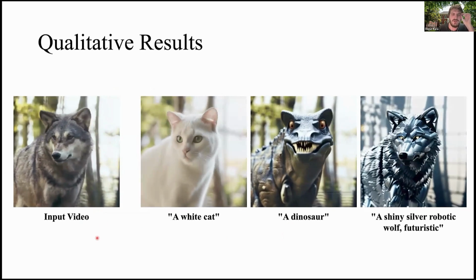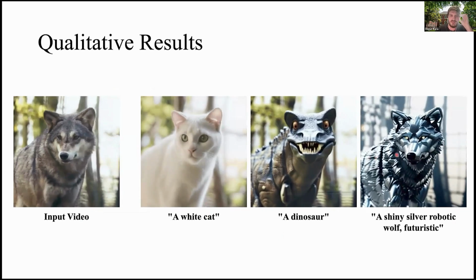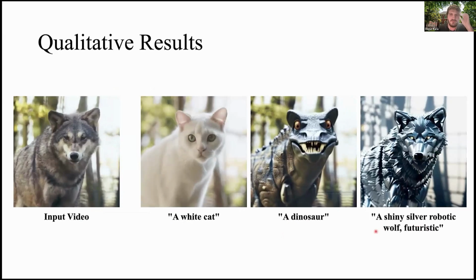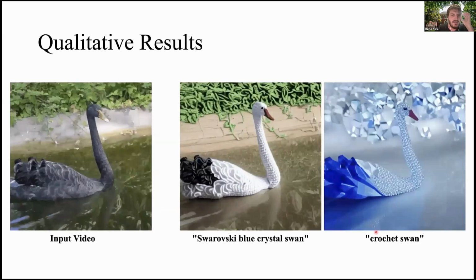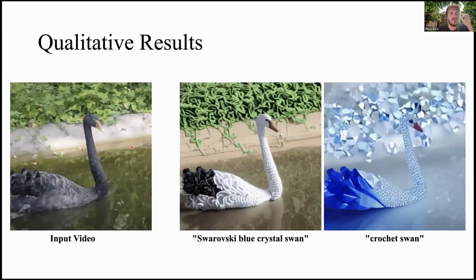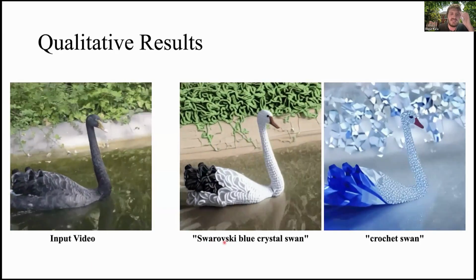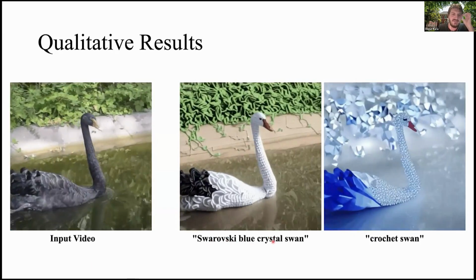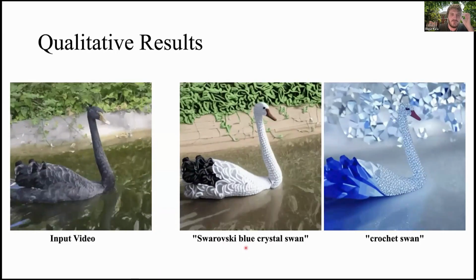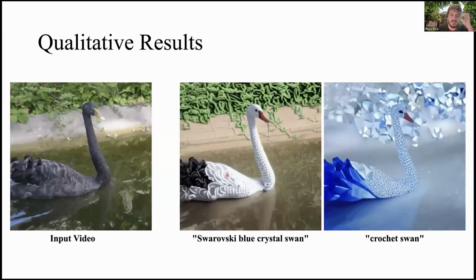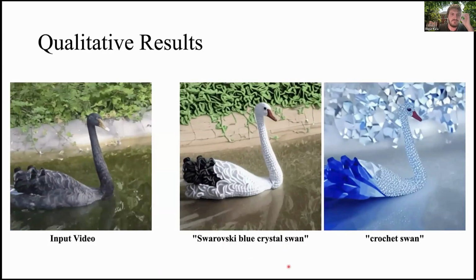An input video is transformed into different videos, a white cat, a dinosaur, or a futuristic wolf accordingly. And we have different types of qualitative results where we have an input video and the text prompt requires some fine details in the output video, which is done using our method, as can be seen in those examples.